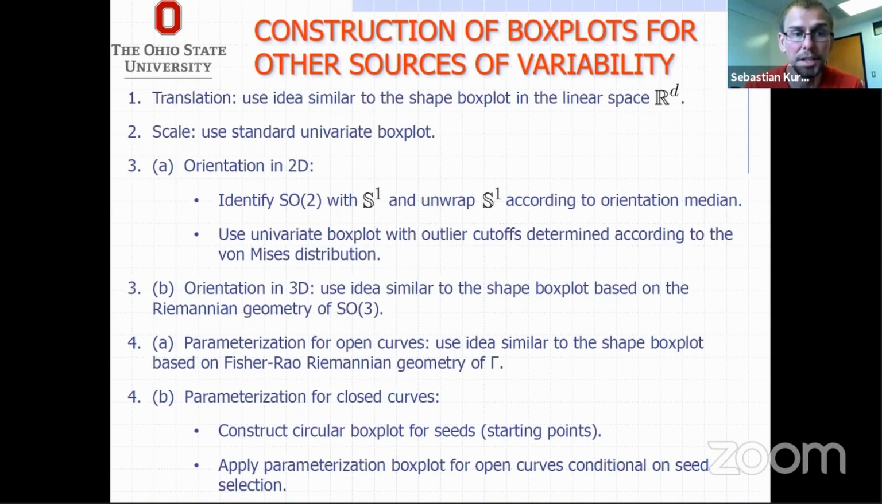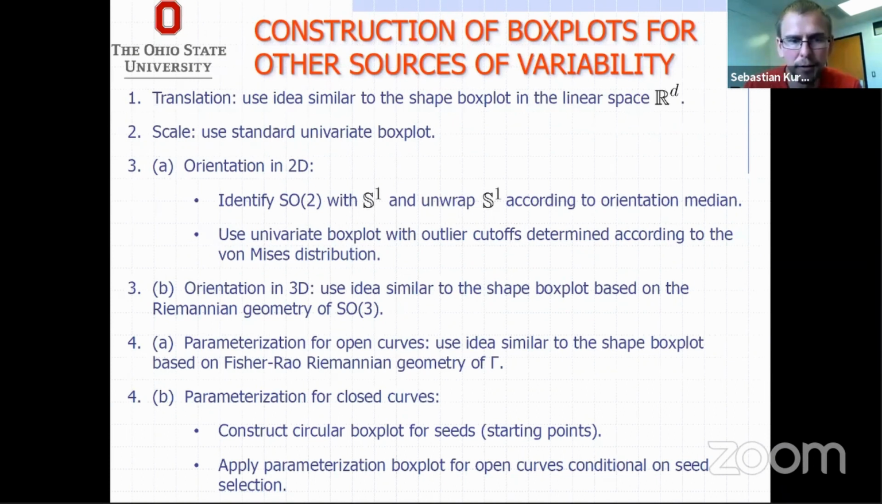For orientation in 2D, the rotation matrices we extract are elements of SO2, and SO2 can be identified with S1. So essentially, it's like constructing a box plot on a unit circle. And so we use that to our advantage.